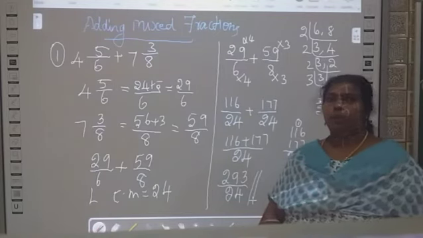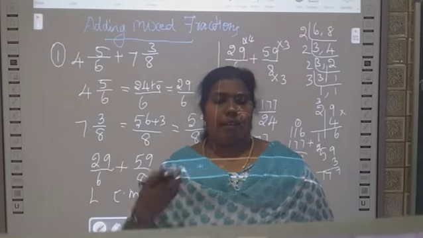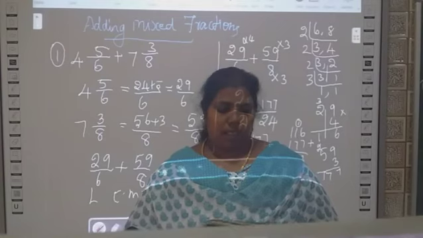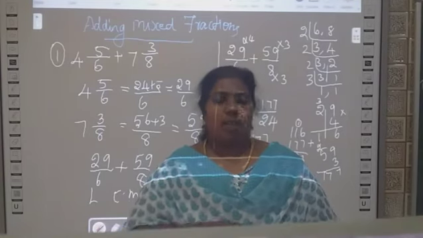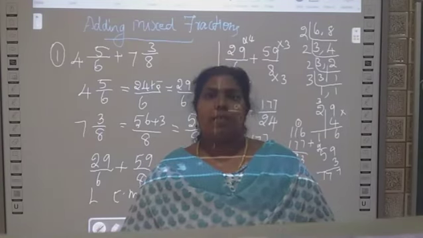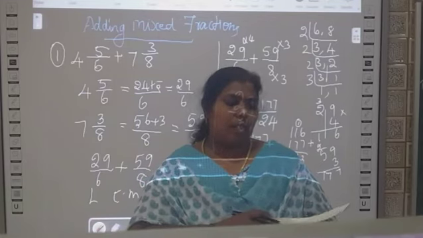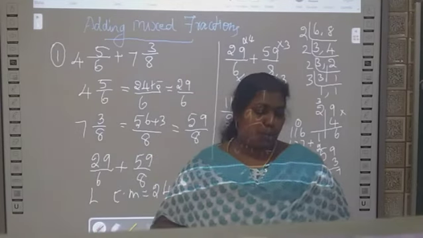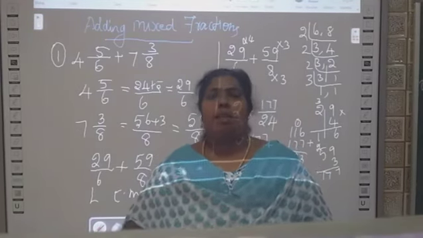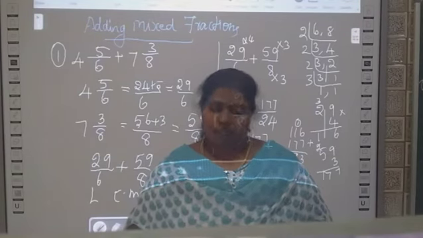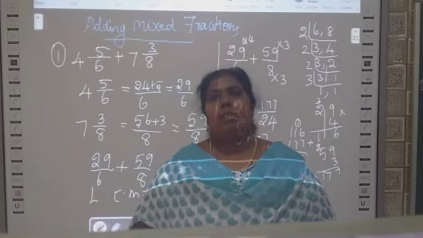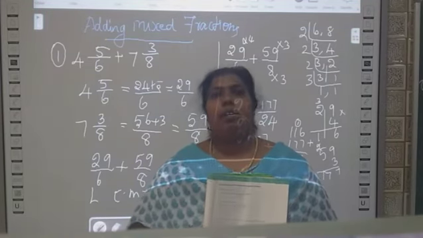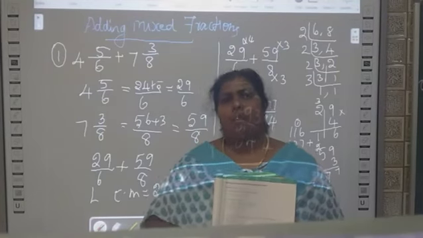Do you understand now? You understand adding like fractions and unlike fractions. Now your homework is page number 76. Do it now. Two questions are there. Then page number 77 also. Two questions are there. Then page number 78, three questions, two questions are there. Please try to complete those 6 questions, okay? Pages 76, 77, 78. If you have any doubt, please contact me, okay children? Okay, thank you.